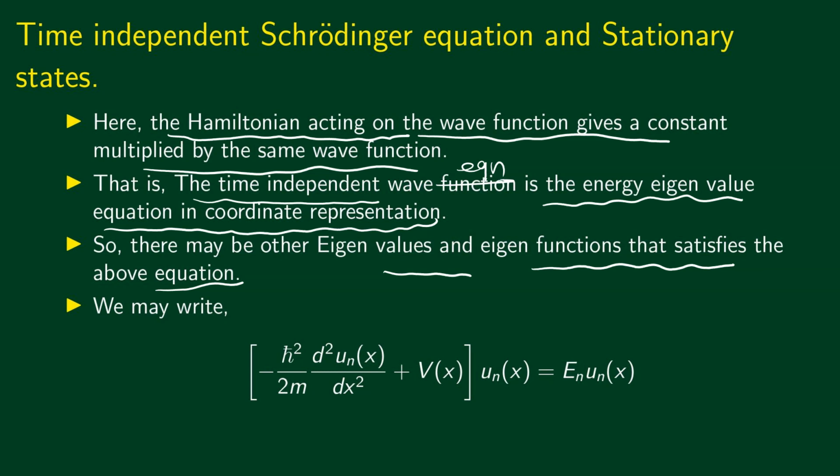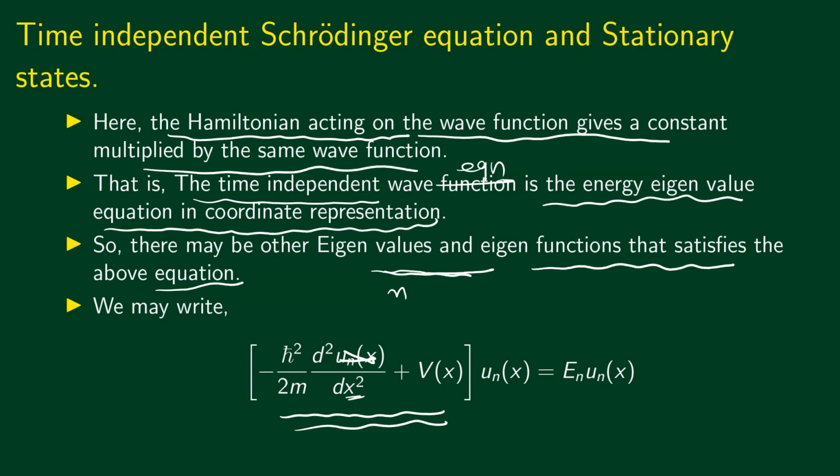So we can write this in general as minus ħ² divided by 2m d²u_n/dx². We are just labeling the eigenvalues by the index n, and the corresponding eigenfunctions are given as u_n(x). Right? So minus ħ² divided by 2m d²u_n(x)/dx² plus V(x) multiplied by u_n(x). Actually there was a mistake here. This u_n(x) should not be here because there's a bracket. I'll correct it in the notes.